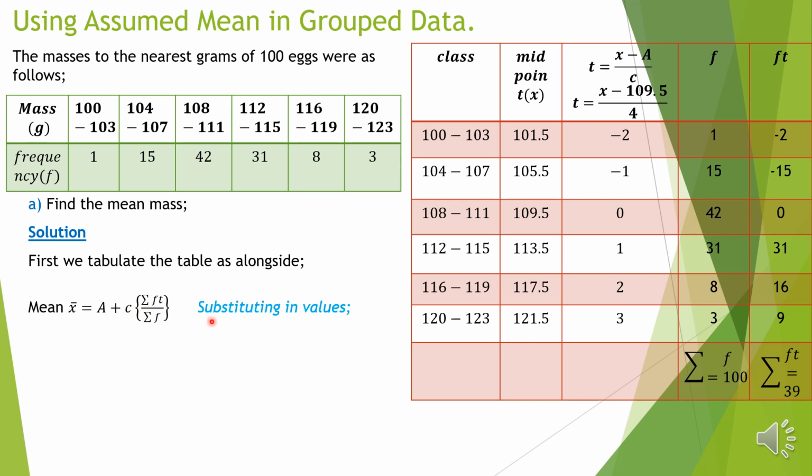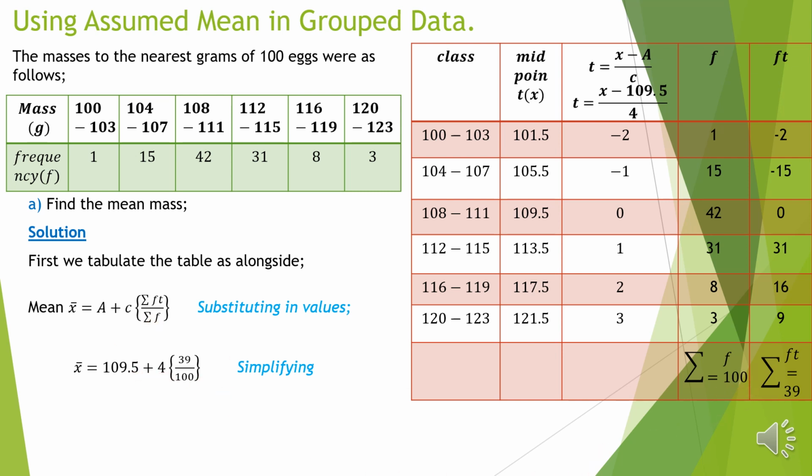Then we are going to substitute in the values, like we are going to put here 109 to a, then the summation of ft here, then the summation of f here. Then we're also going to substitute this 4 at this c. Now by substituting, we are getting that a, which is the assumed mean, is 109.5, and then we are getting plus 4c. Remember, c, we said that is the class interval, which is 4. Then summation of ft is 39. Summation of f from the table is 100.